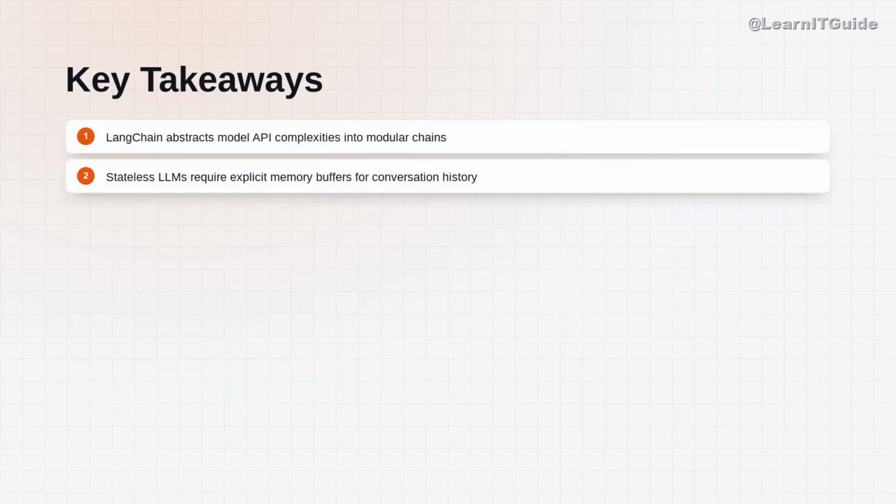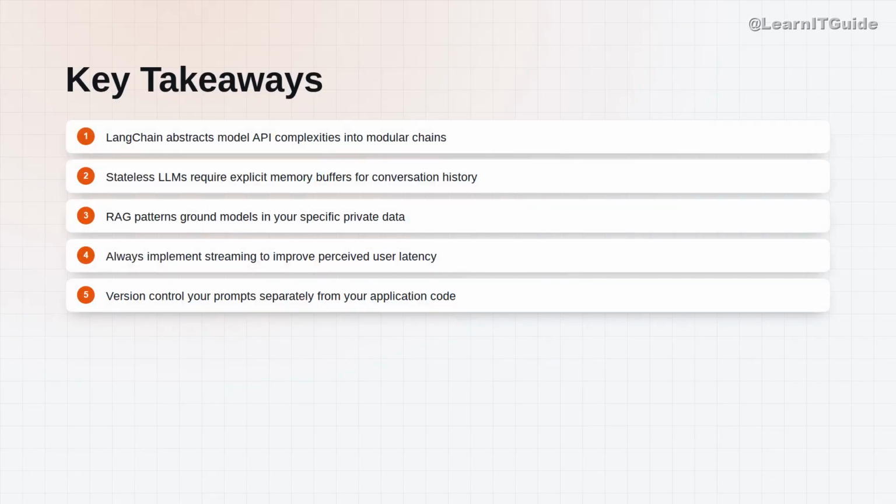So, to recap, LangChain abstracts model API complexities into modular chains. Stateless LLMs require explicit memory buffers for conversation history. RAG patterns ground models in your specific private data. Always implement streaming to improve perceived user latency. And finally, version control your prompts separately from your application code. These principles will save you from major production headaches.